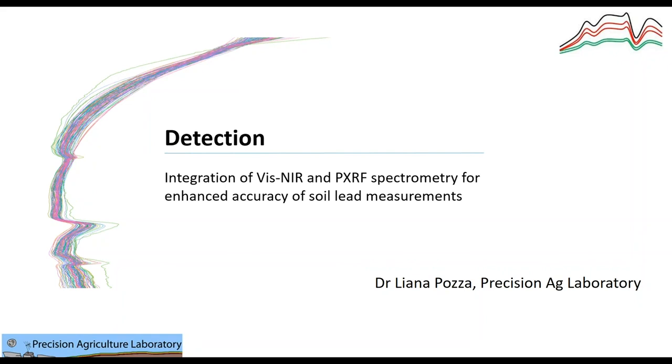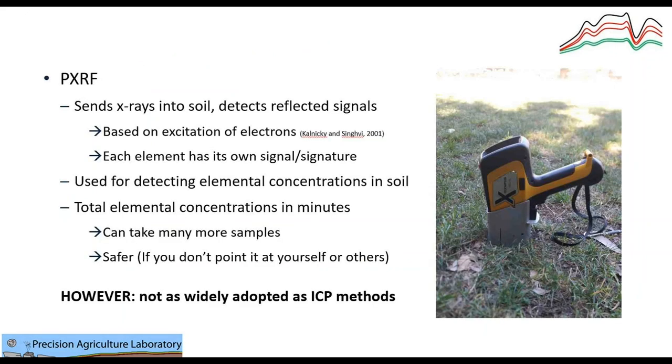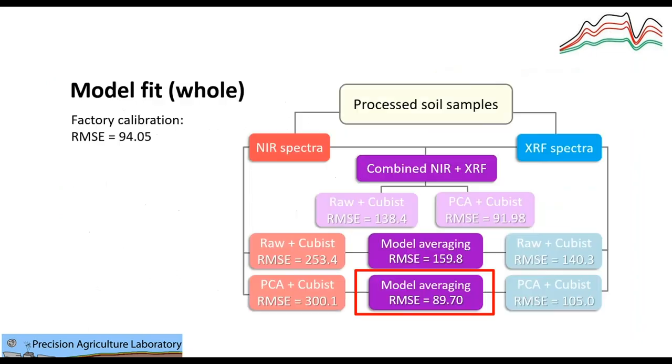Okay. This study was made by Dr. Liana Bosa. She is currently working in the Precision Agriculture Laboratory, and basically she used a portable X-ray in order to find different heavy metals. And this study was made in the Sydney Basin. And she found out that averaging the results, I mean, taking the information from the NIR plus the information from the XRF, the predictions were much better. So if you want, the more, the merrier. So if you have more information, well, the results will be better.